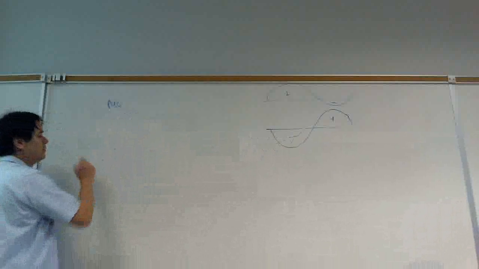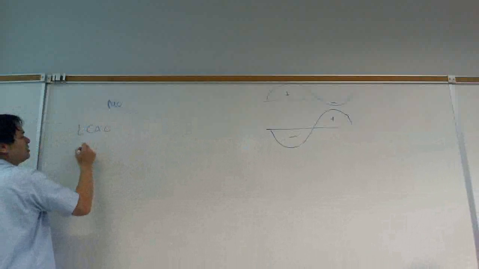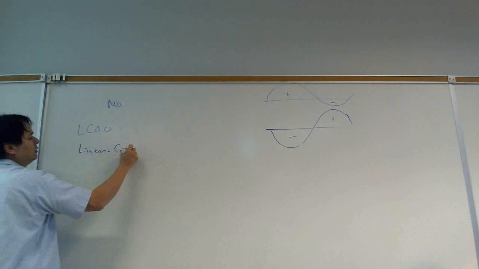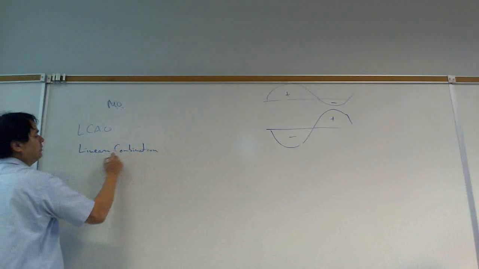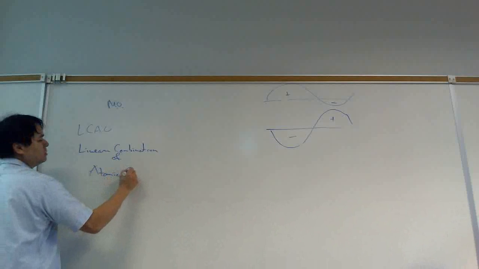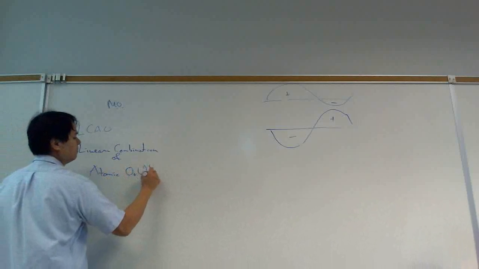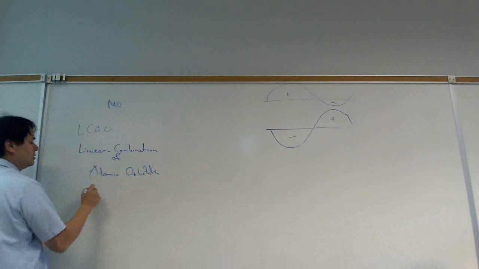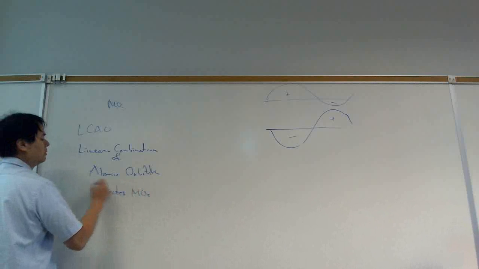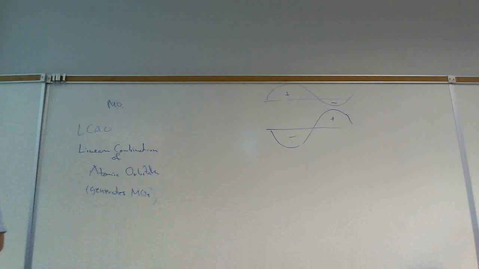You know what LCAO is? LCAO is what I just did. LCAO is linear combination of atomic orbitals. LCAO generates the MOs, molecular orbitals. Molecular orbitals behave like atomic orbitals in the sense of 2 electrons maximum, Pauli exclusion, Hund's rule, aufbau principle, all those things hold.